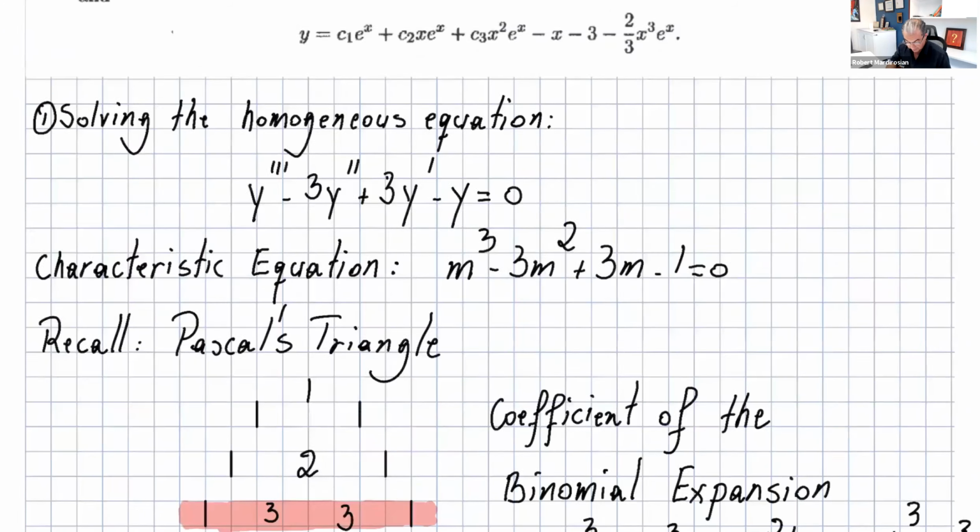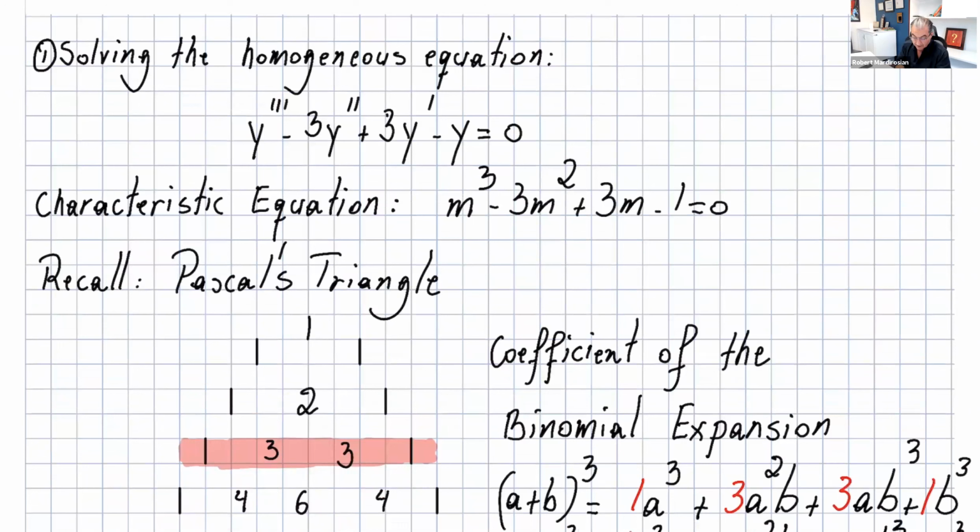Now, step number one, solving the homogeneous equation. We forget the forcing function in this case. We just put it equal to 0. And we know the characteristic equation is a polynomial. It's going to be m cubed minus 3m squared plus 3m minus 1 equals 0. How do you solve that?